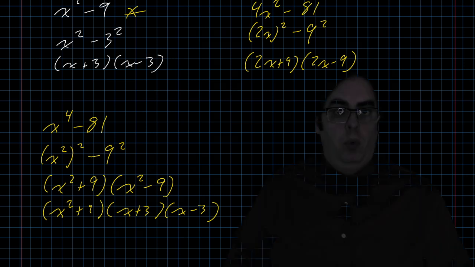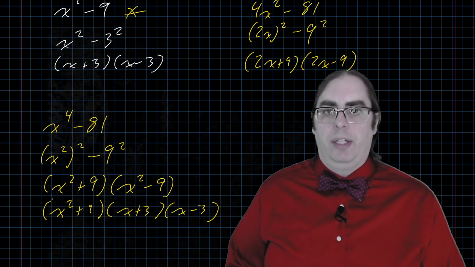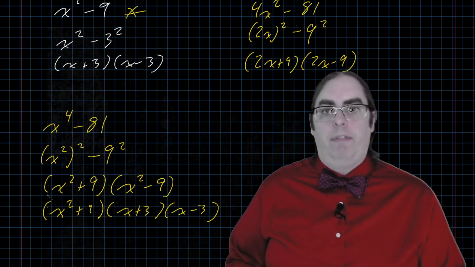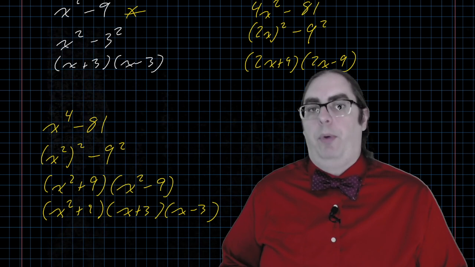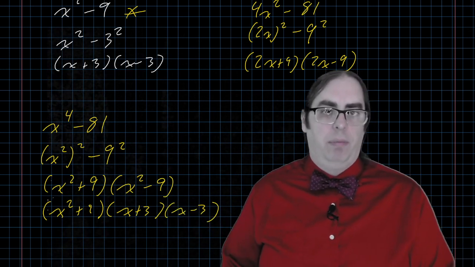One of the most important things about the rules for factoring binomials is that very often when you factor something, you end up with a binomial. And sometimes that binomial can itself be factored.